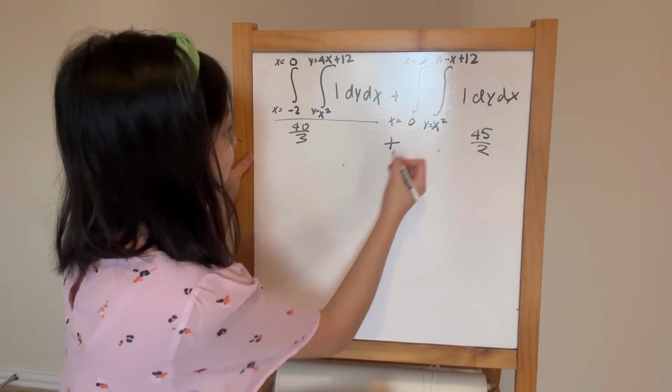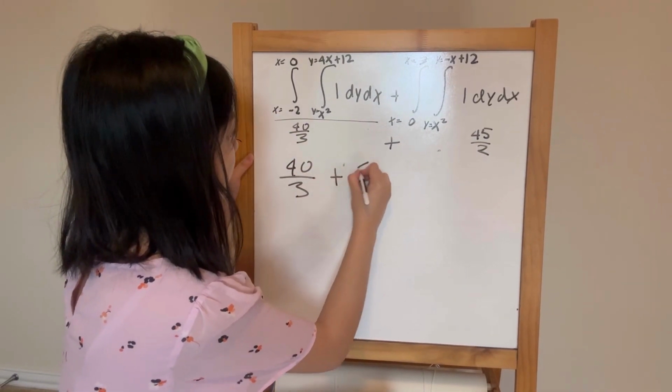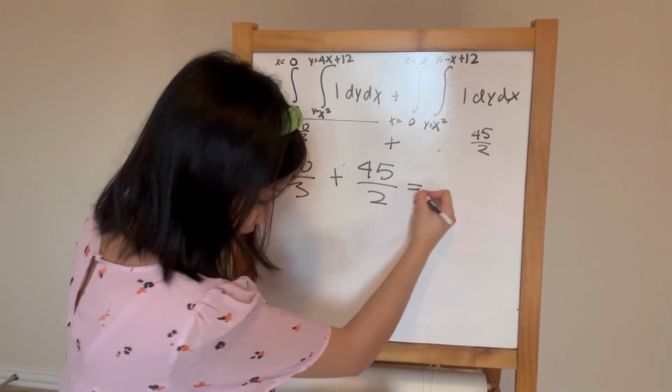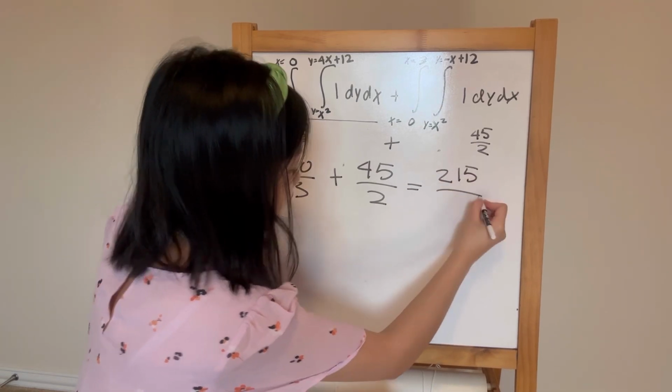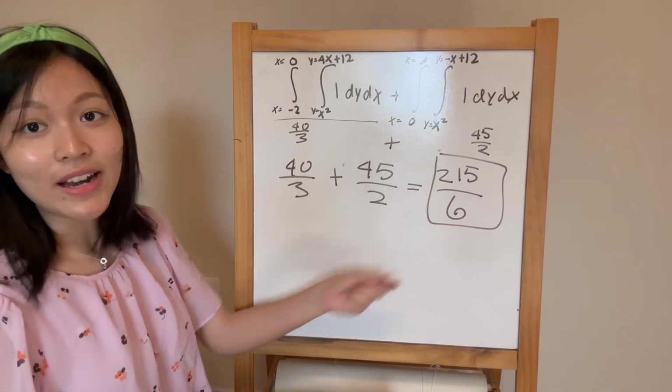We have to combine the results. 40 over 3 plus 45 over 2. And that gives us the final answer of 215 over 6. So this is our answer.